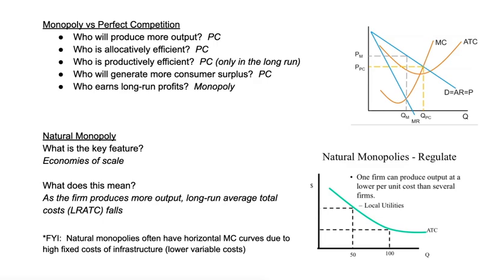Now, monopolies earn long-run profits, as you can see, and of course, perfect competition does not earn profits in the long run. So just a couple key differences to note. The most notable being that monopolies produce less and they charge higher prices.